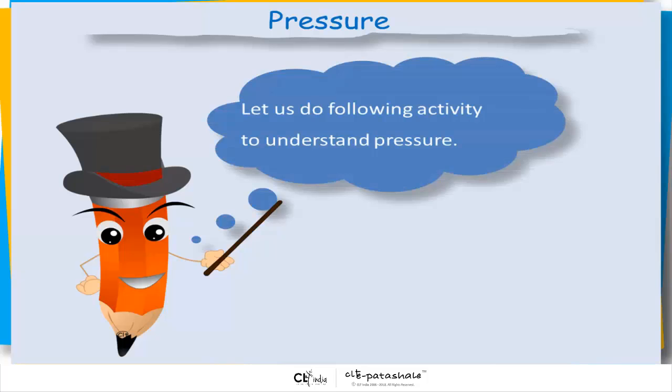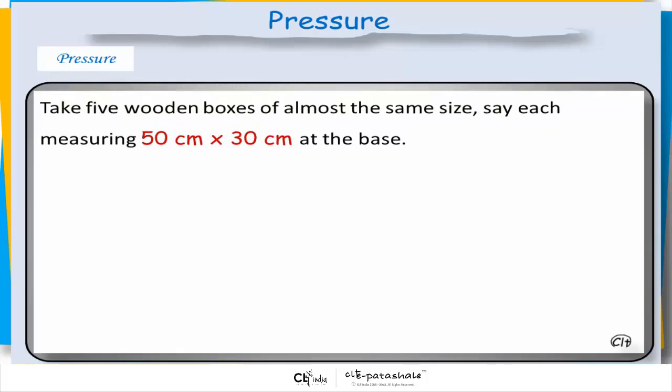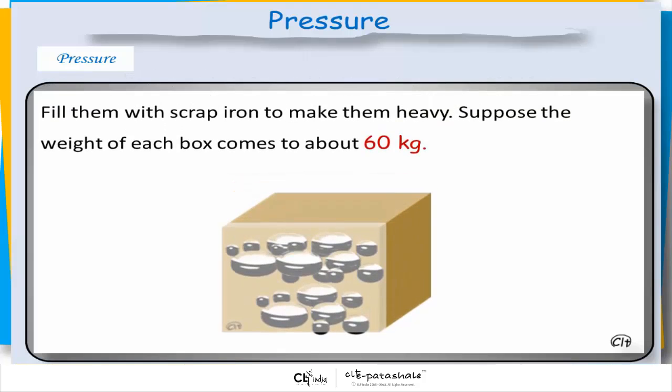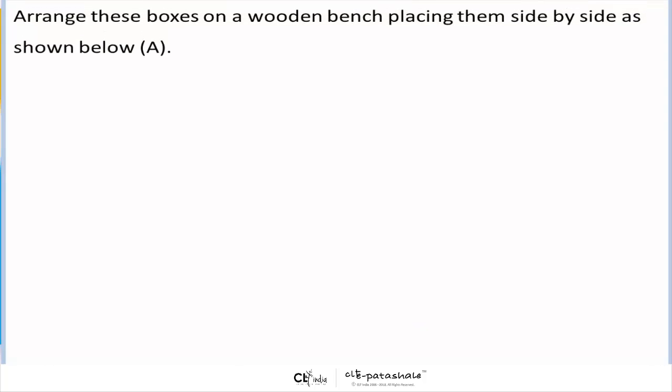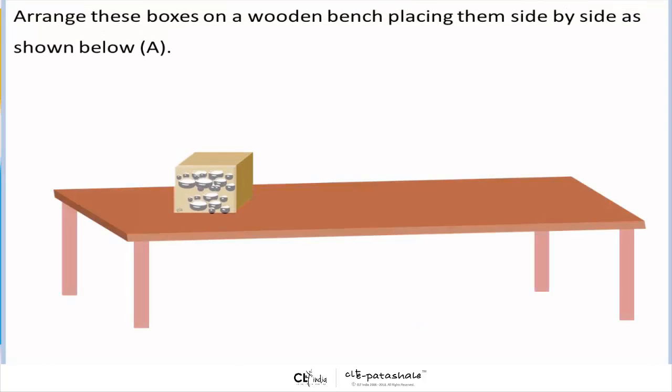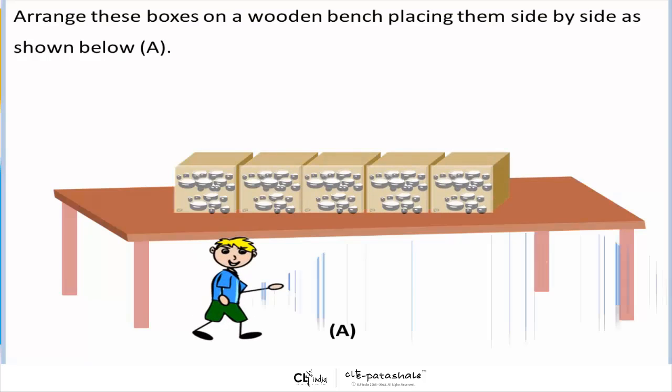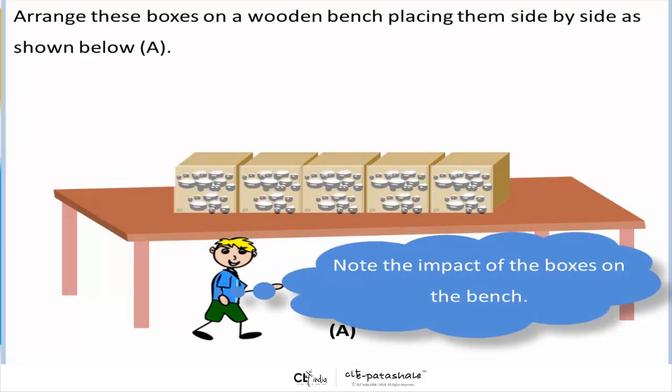Children, let us do the following activity to understand pressure. Take 5 wooden boxes of almost the same size, say each measuring 50 cm into 30 cm at the base. Now fill them with scrap iron to make them heavy. Suppose the weight of each box comes to around 60 kg. Arrange these boxes on a wooden bench, placing them side by side as shown below in figure A. Note the impact of the boxes on the bench.